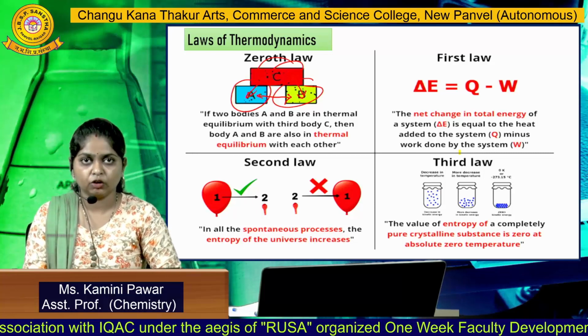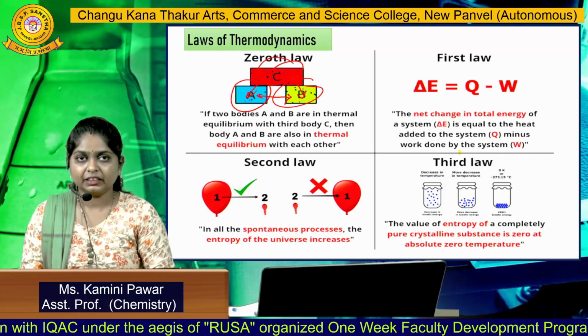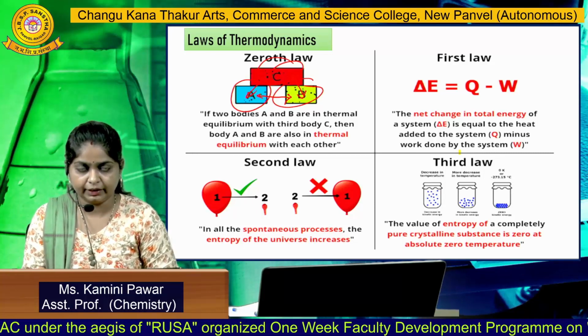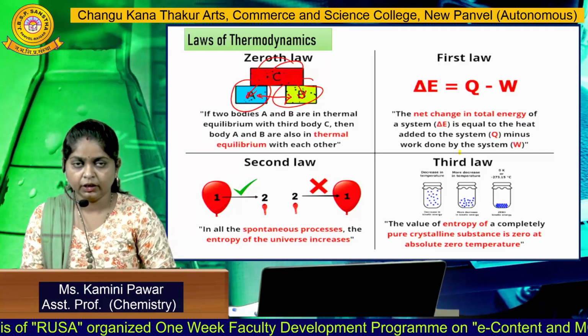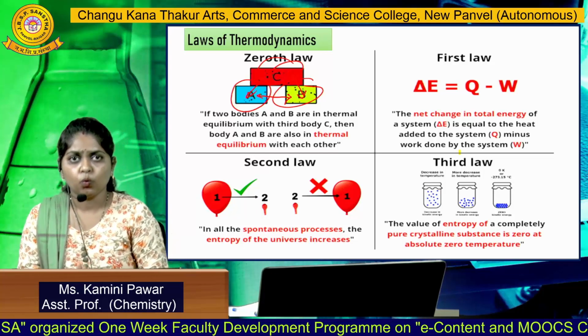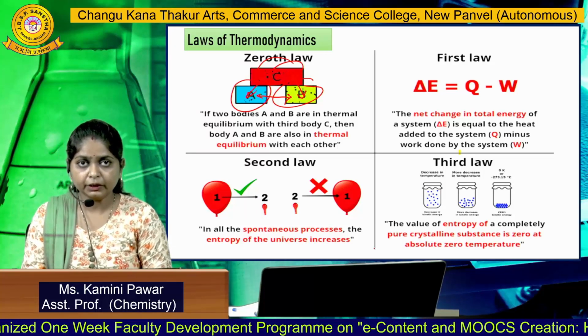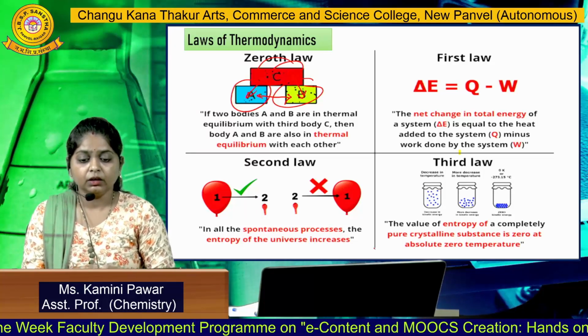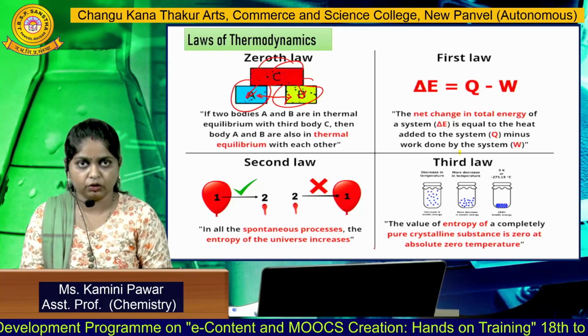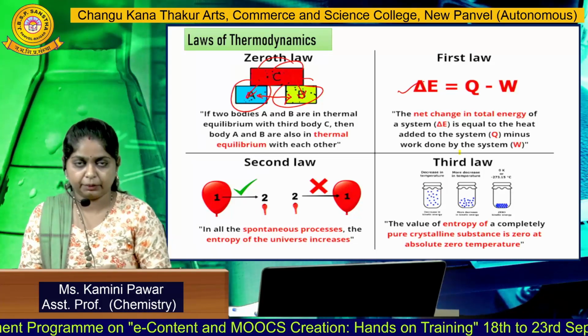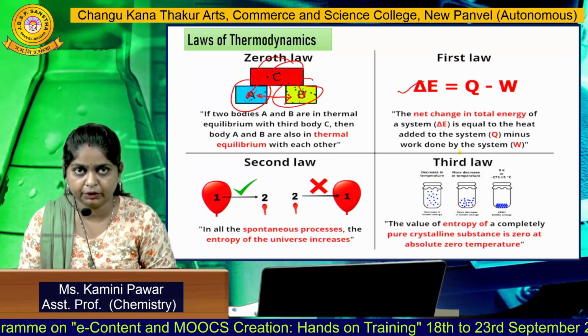Then we have the first law of thermodynamics. The first law of thermodynamics states that energy can neither be created nor be destroyed. It just gets converted from one form to another form. Okay, that means, students, the total energy of the universe remains constant, and you can see this is the mathematical statement of the first law of thermodynamics.